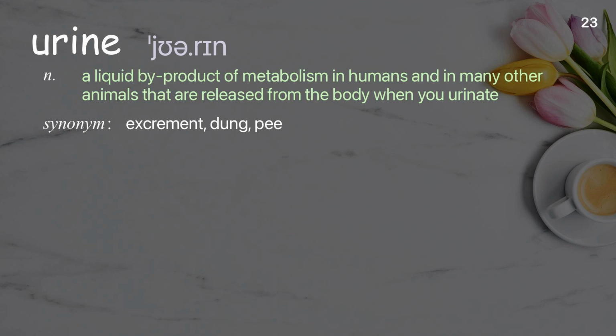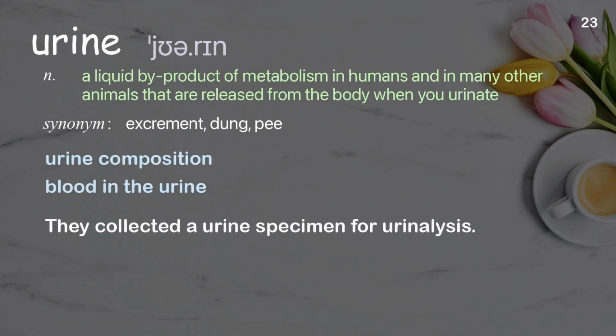Urine. A liquid byproduct of metabolism in humans and in many other animals that is released from the body when you urinate. Examples: urine composition. Blood in the urine. They collected a urine specimen for urinalysis.